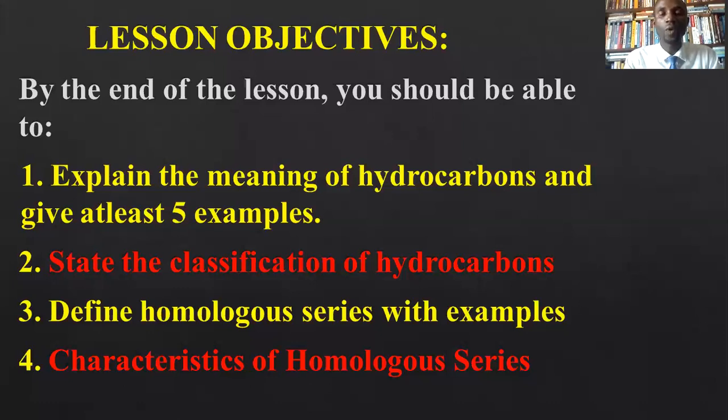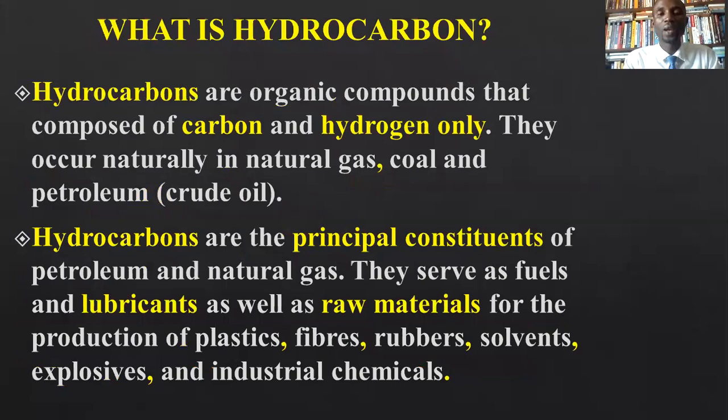1. What is hydrocarbon? Hydrocarbons are organic compounds composed of carbon and hydrogen only. When an organic compound is composed of hydrogen and carbon only, we call it a hydrocarbon compound. That means hydrogen and carbon joined together, we call it hydrocarbons. They occur naturally in natural gas, coal, and petroleum, which is crude oil.